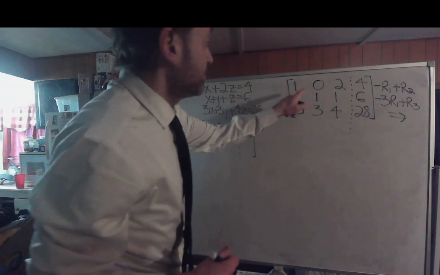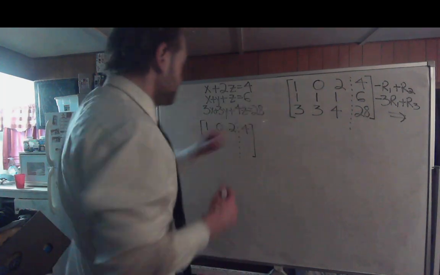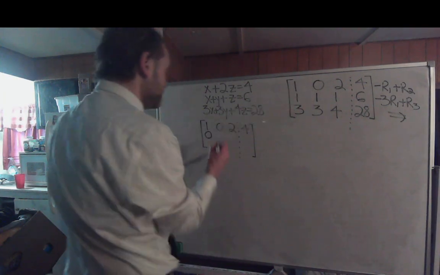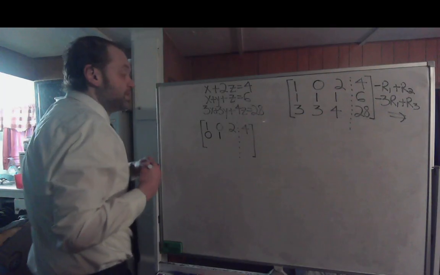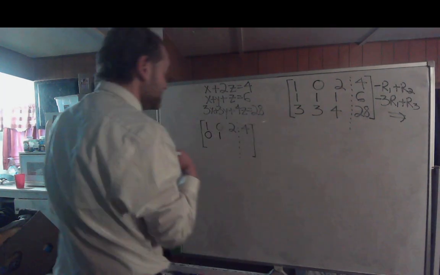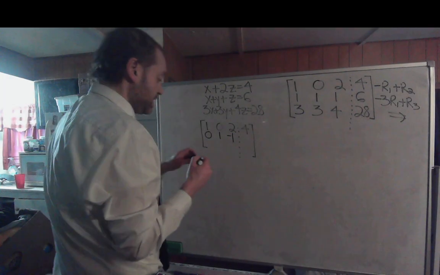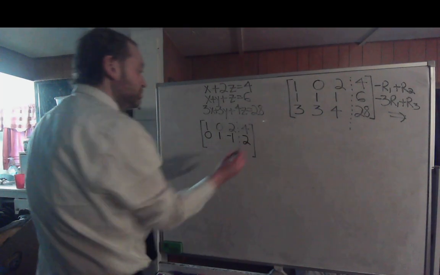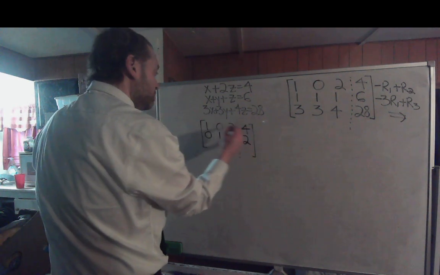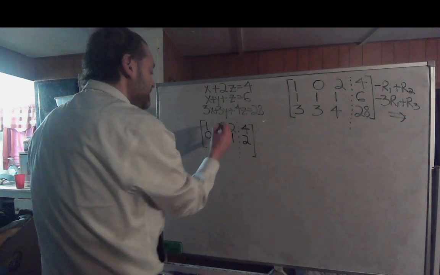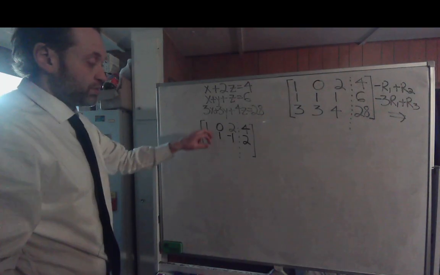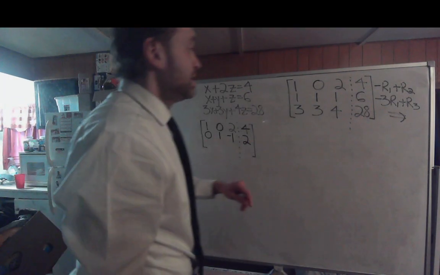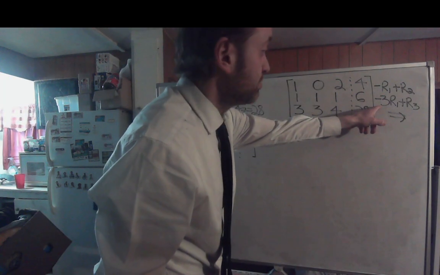All right, so negative of row 1 plus row 2: negative 1 plus 1 is 0. Negative 0 is just 0, plus 1 is 1. And then we have negative 2 plus 1 is negative 1. And then negative 4 plus 6 is going to be positive 2. Okay. Well, now the good news is the leading digit in both rows so far is a 1. So we're almost there. Now, negative 3 times row 1 plus row 3.